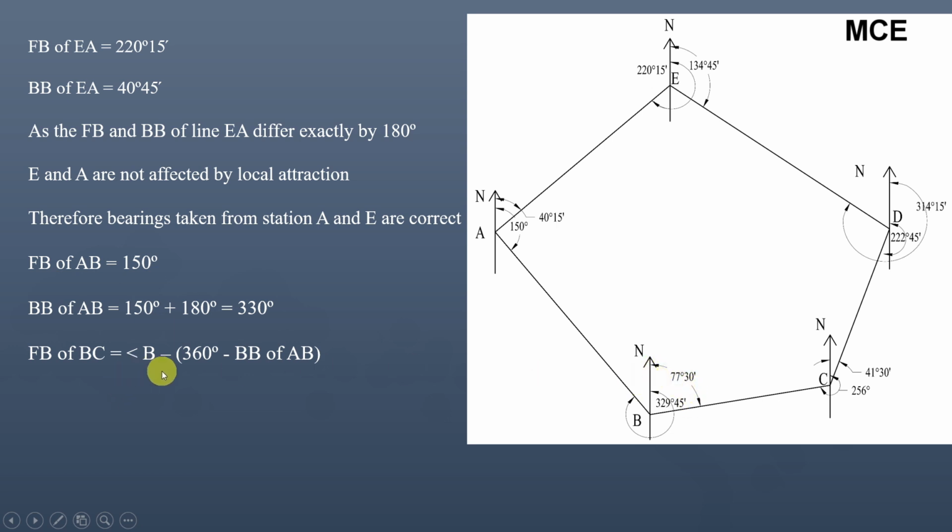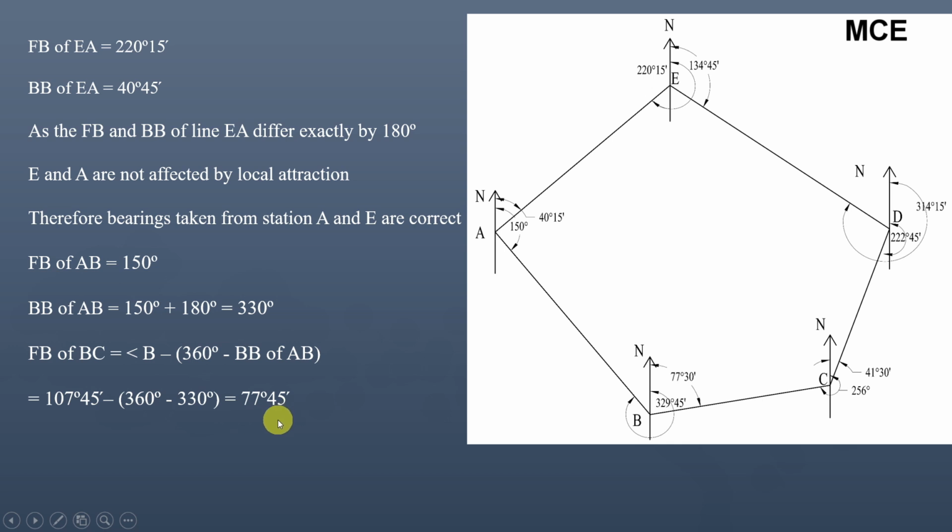So the correct fore bearing will be angle B, which is 107 degrees 45 minutes, minus (360 degrees minus correct back bearing of line AB). Correct back bearing of line AB is now 330 degrees, not 329 degrees 45 minutes. So the correct fore bearing of line BC will be equal to 77 degrees 45 minutes.